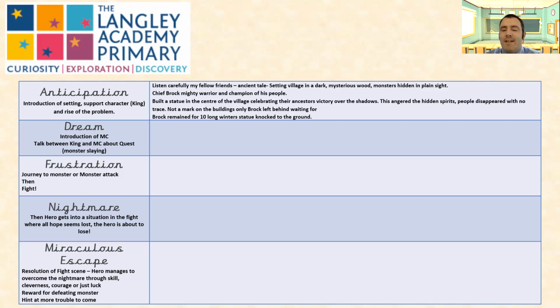So this angered our hidden spirits, and the people disappeared without a trace. I've added a bit in, so we've got not a mark on the buildings, only Brock left behind, waiting for. And I've left that blank, so I'm going to fill that in as I go. I've got an idea, but I want to really build it up as I write it. And I've just put in Brock remained for 10 long winters, the statue knocked to the ground.